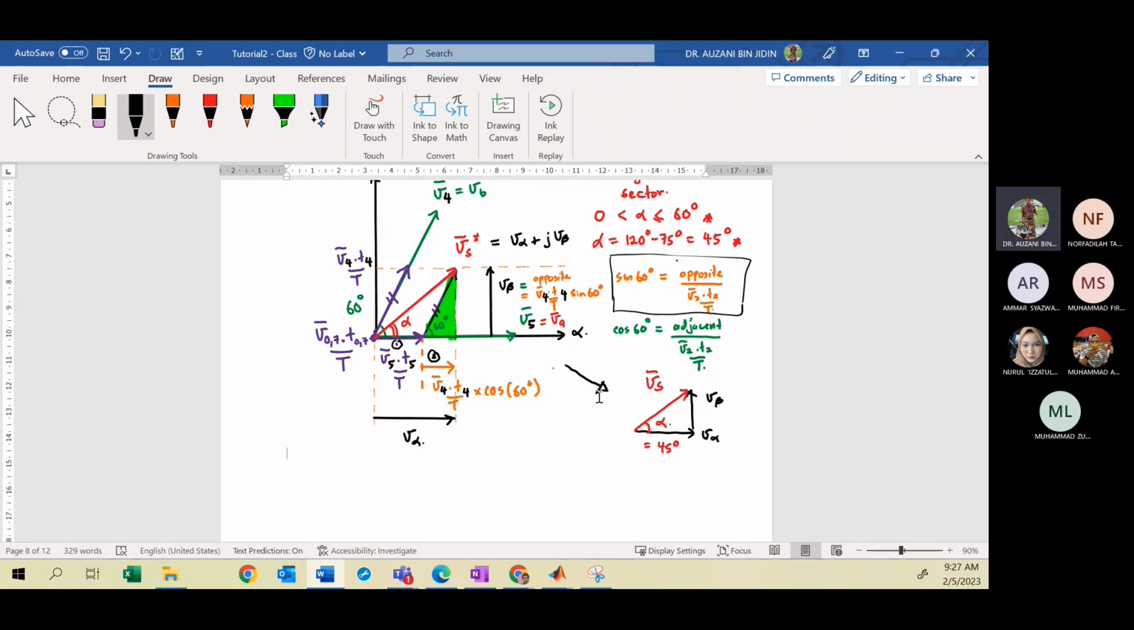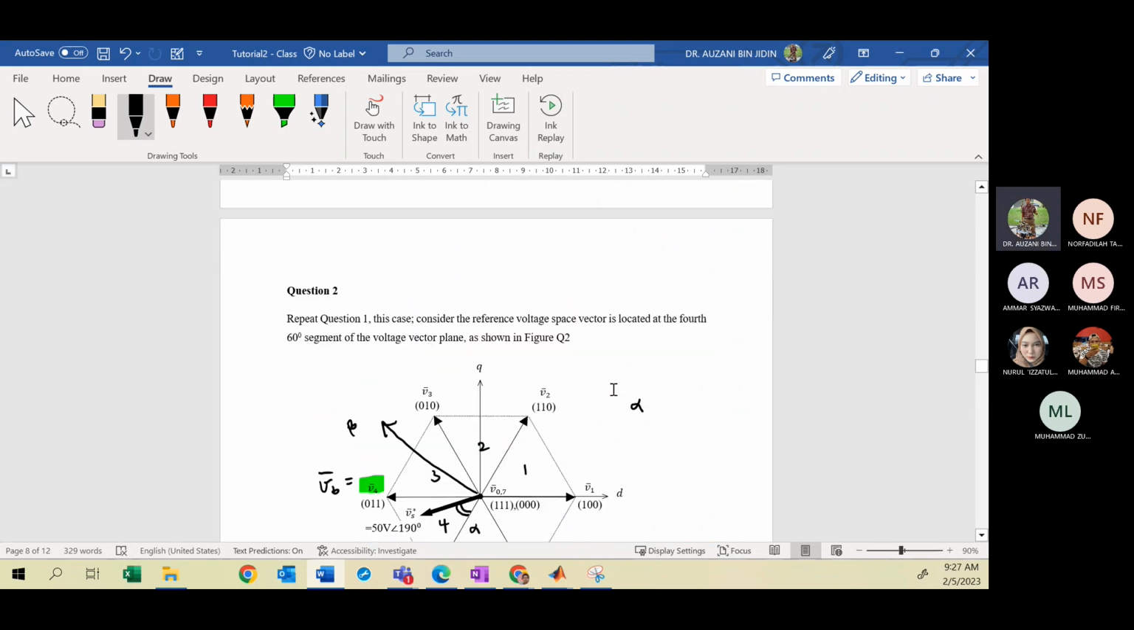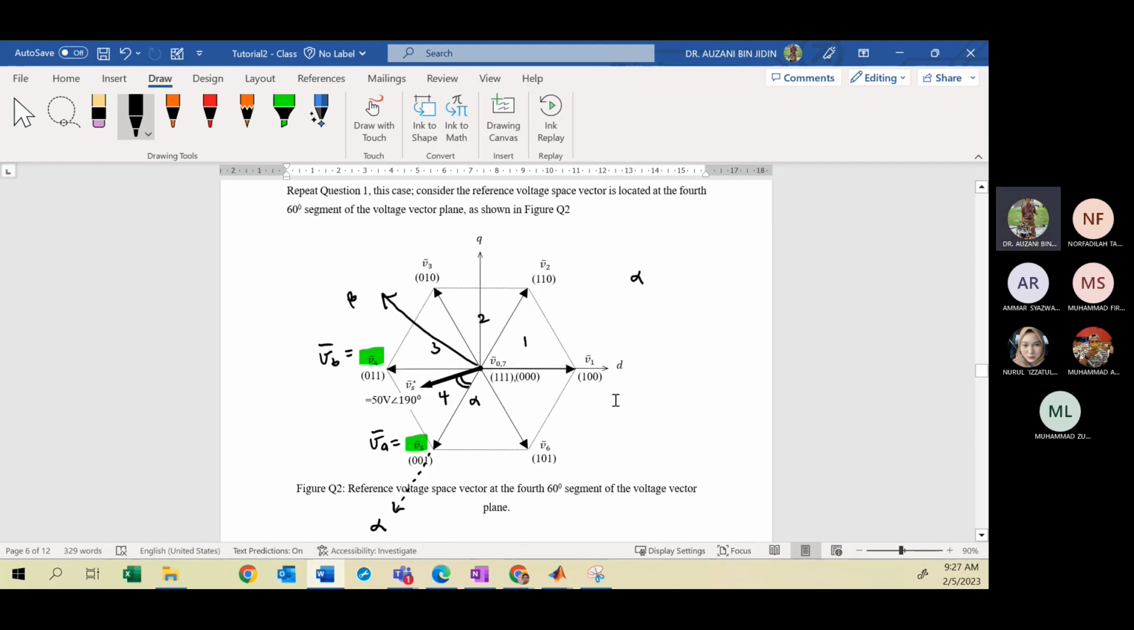Clear? So your alpha, how to calculate the alpha? Based on the information given in the question. Where is the information given? Okay, this one. Here we have defined the alpha, where the alpha is the difference angle between the VS vector and VA. So this is your alpha, right? How to calculate alpha? Can someone explain how to calculate the alpha?